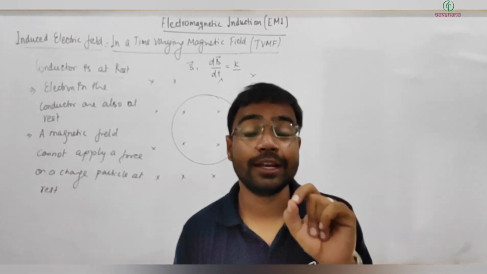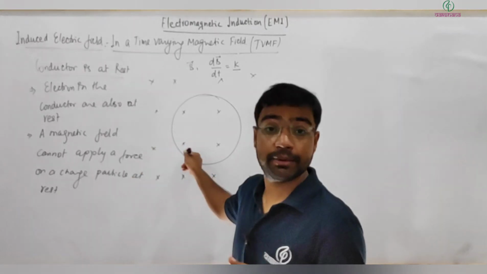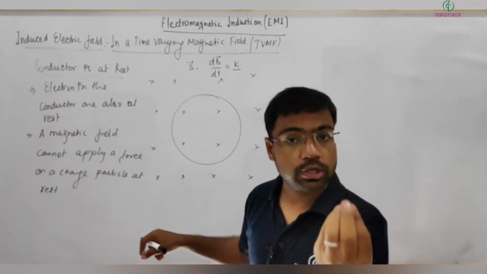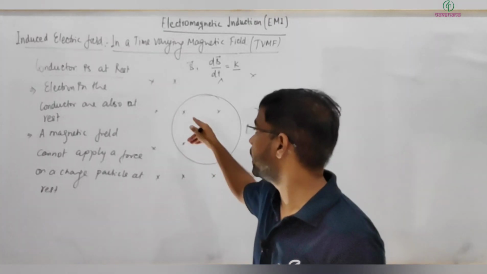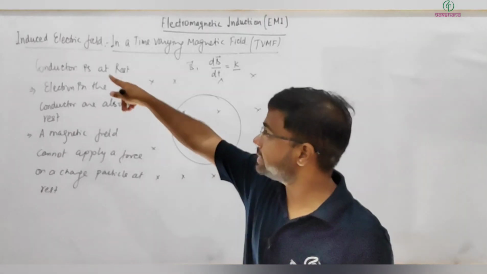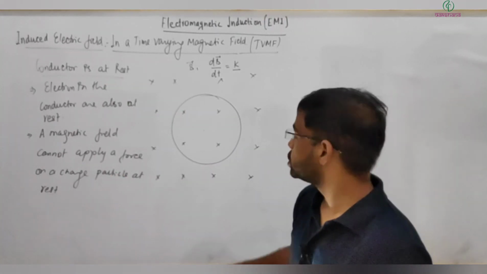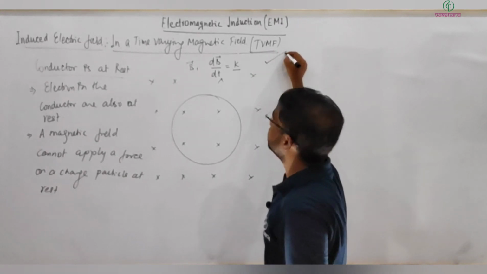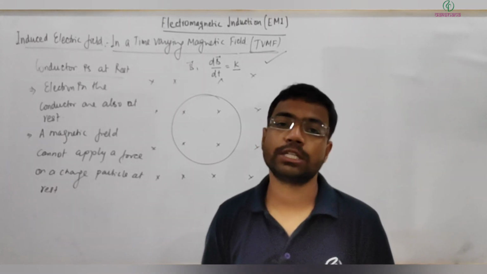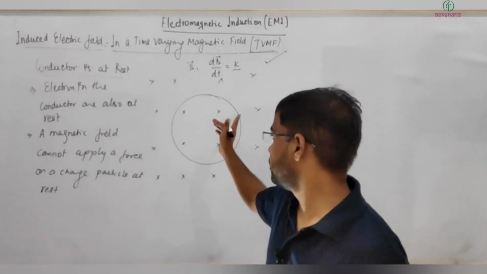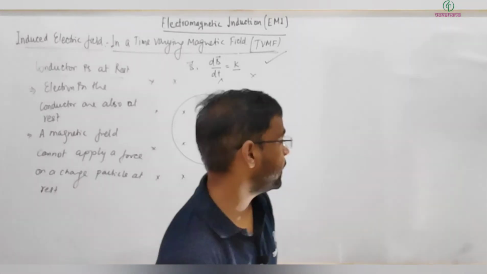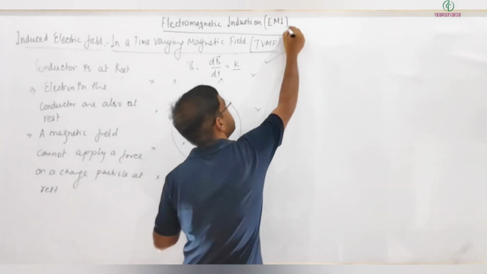So the question was, why is there still EMF? Why is current flowing in this conductor when an electron can't experience force due to a magnetic field, whether it's constant or changing? In that situation, there is another thing, and that is the induced electric field. Here a time varying magnetic field induces an electric field, and that pushes those electrons, and because of that we get current or EMF in this loop. Let's get the expression for that induced electric field. I will also write the properties of that induced electric field.